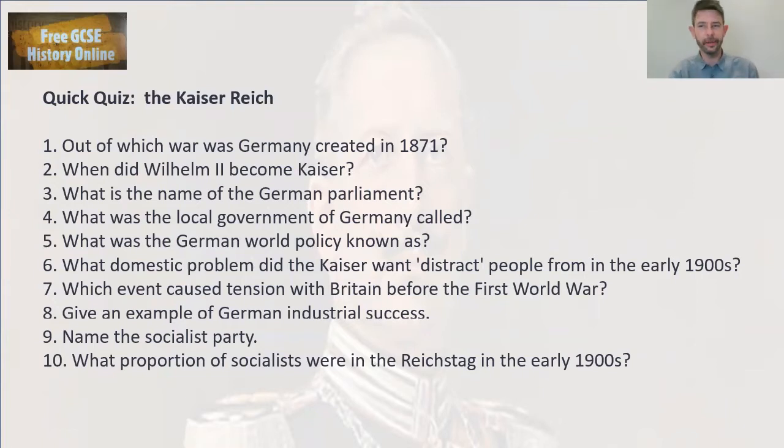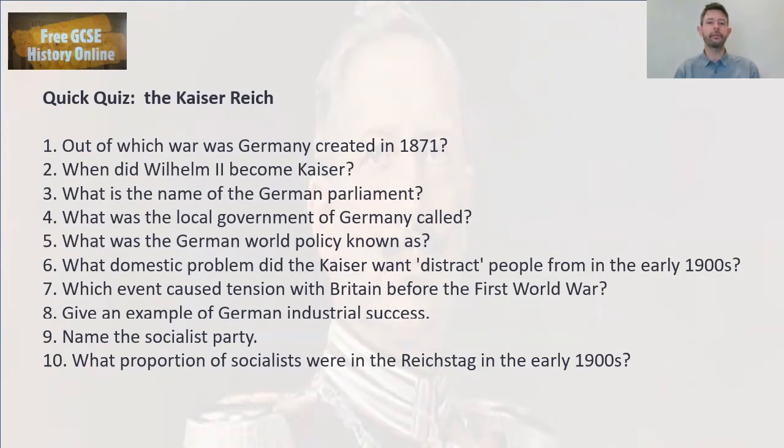Okay, quiz time. How much have you managed to learn from our revision presentation? Do you know your key facts? Do you know your key knowledge? You've got to know this, otherwise you can't be successful. You cannot gain a grade 9 without knowing the keywords and the key facts. Firstly then, out of which war was Germany created in 1871? It should be a key essential bit of knowledge.